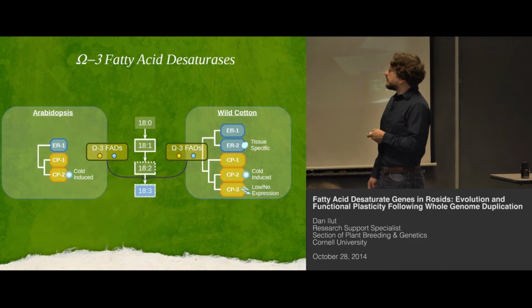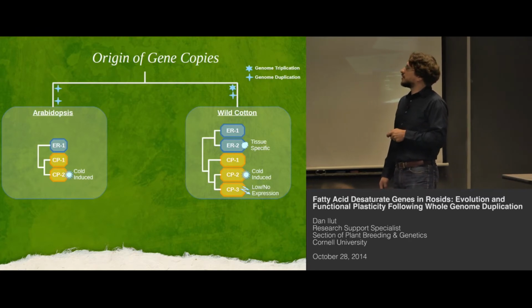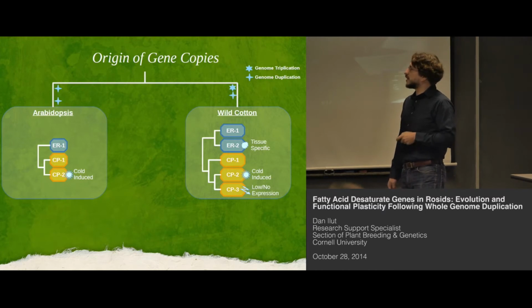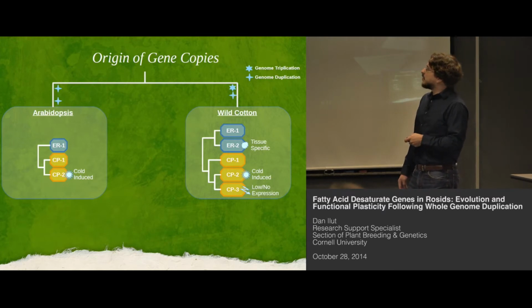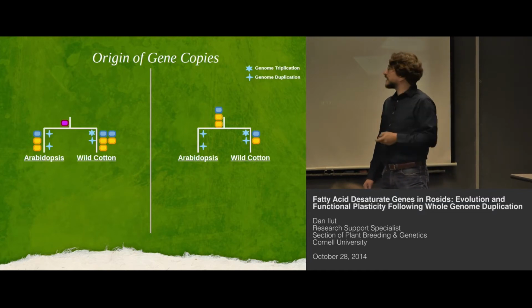But what we wanted to understand is the origin of these gene copies. So we know that since they diverged, Arabidopsis and wild cotton have gone through independent whole genome duplications: 2 duplications in Arabidopsis, a triplication, and a duplication in cotton. So this sets up several hypotheses. Was there one gene or a couple of genes that were independently duplicated through those genome duplications in the 2 species? Or did all these 3 copies exist previously and cotton just added a couple new maintained copies?